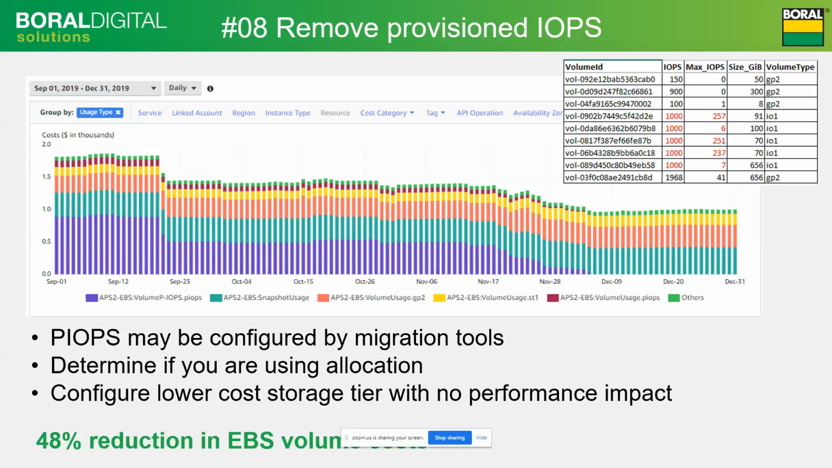We didn't need it. Now, with a similar environment, removing provision IOPS could save up to $330,000 US per annum. That's a lot. And that is a very good tip if you are using any migration tools to migrate to AWS.